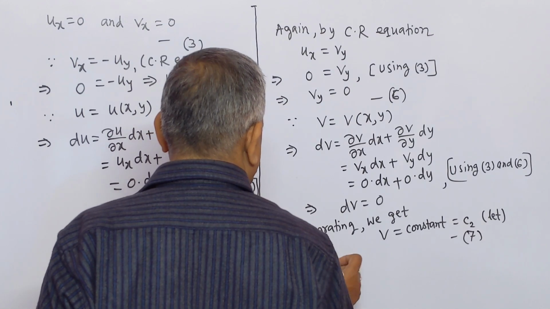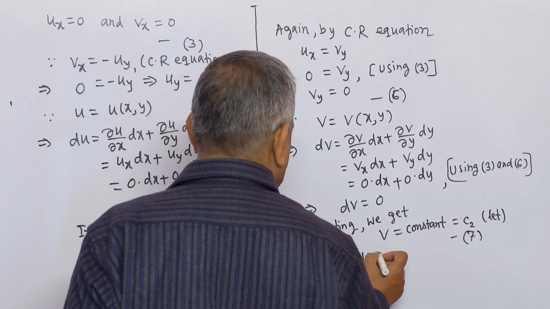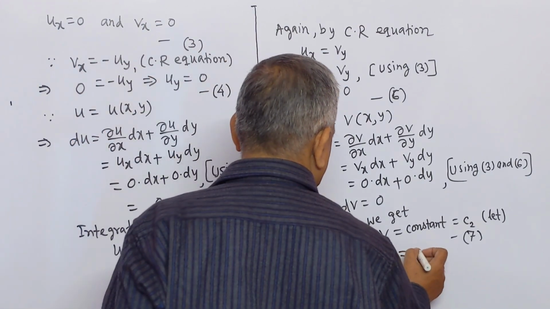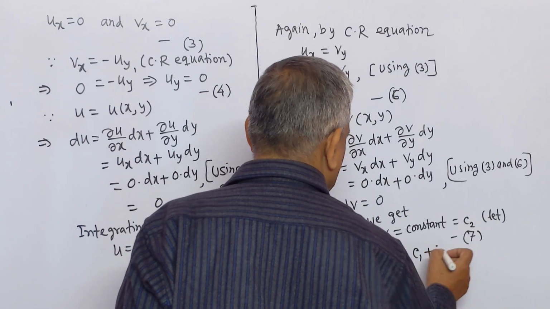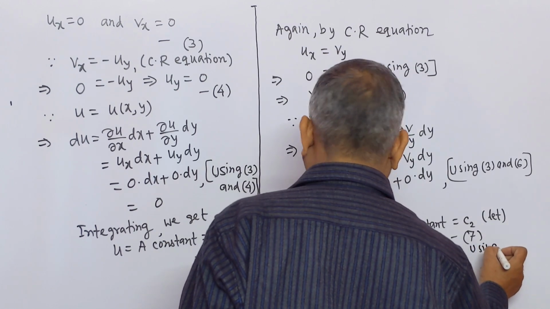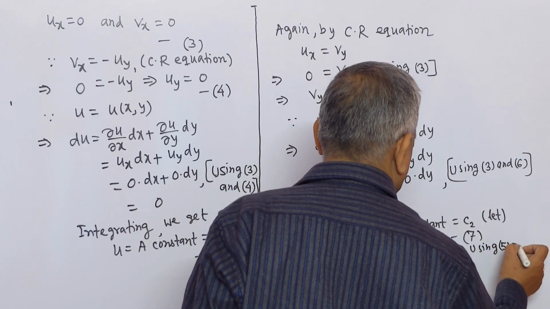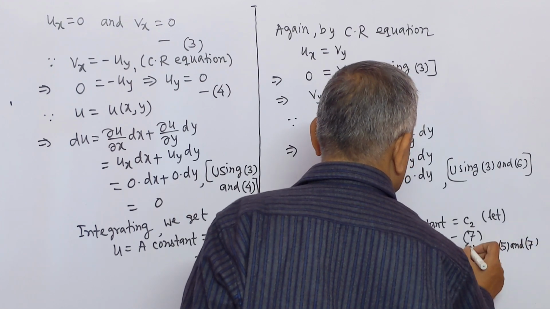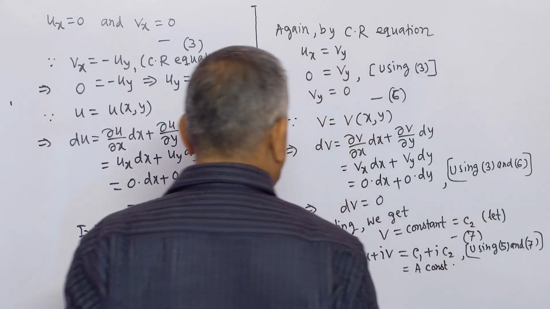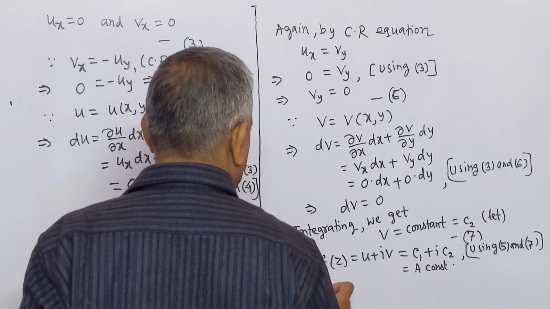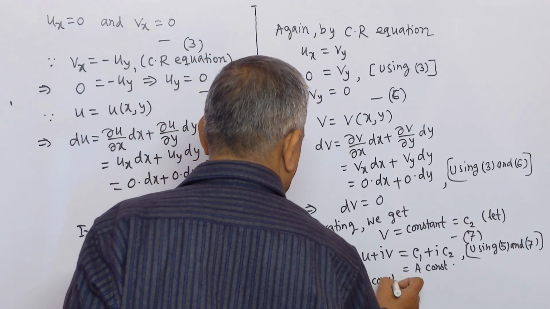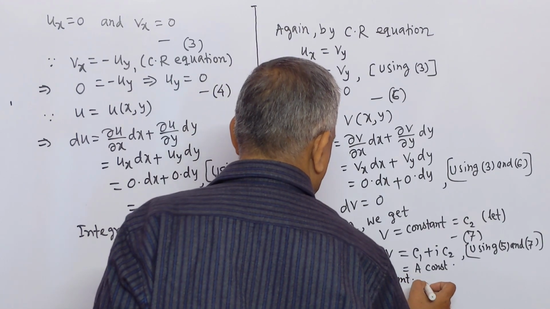Since f(z) equal to u plus iv, u is the constant C1 plus i times v, which is C2, using 5 and 7, equal to a constant. Therefore, f(z) is constant. Proved.